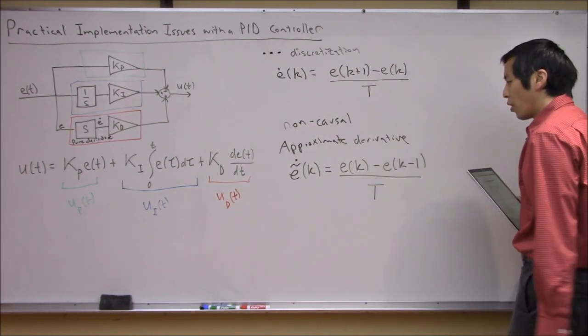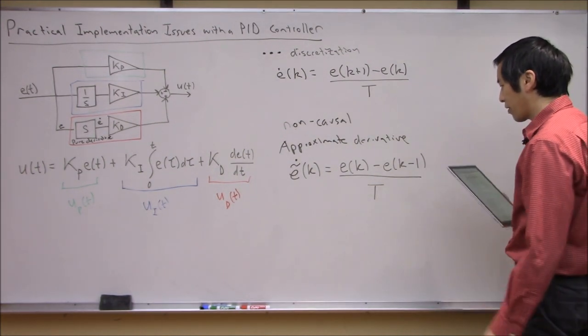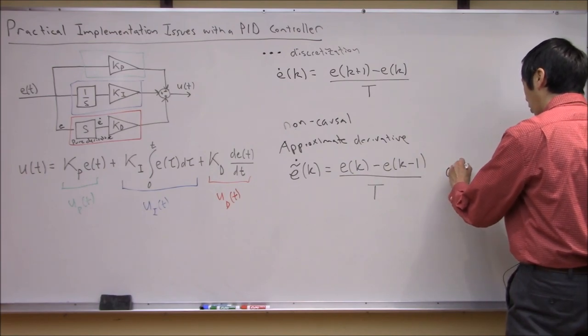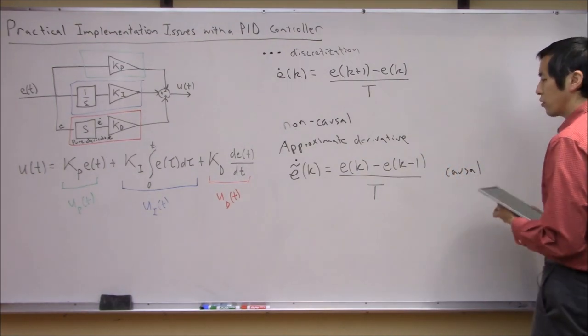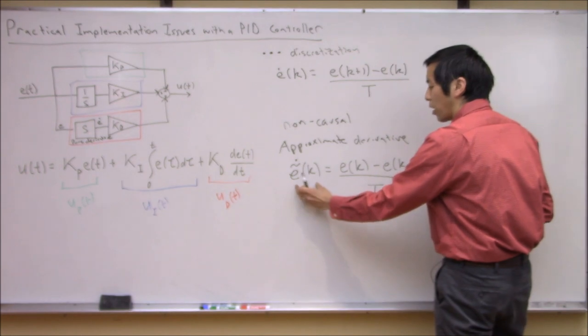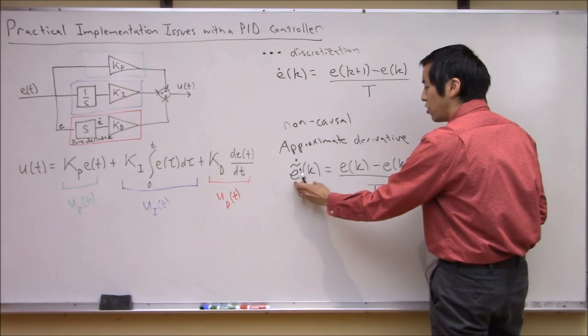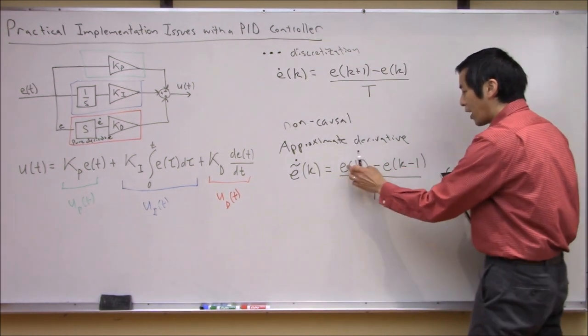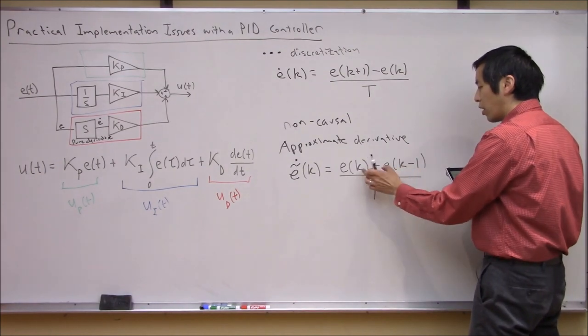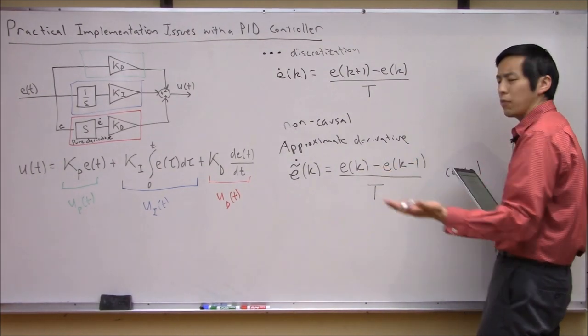Okay, now this looks a little bit more promising. This now is causal. This is a causal difference equation. To get an approximation of the E dot signal at the current time, I only need to record the error now and in the past. So this seems totally reasonable.